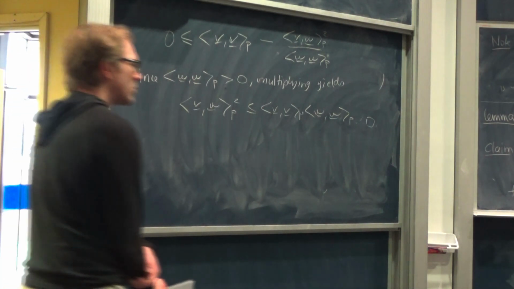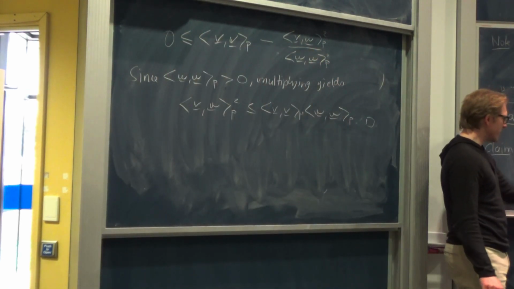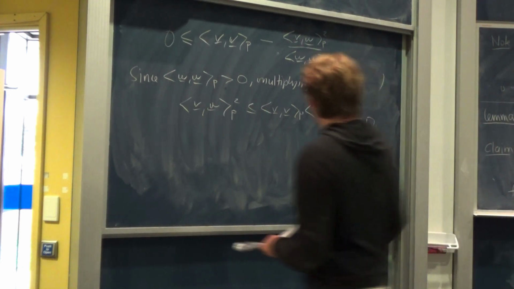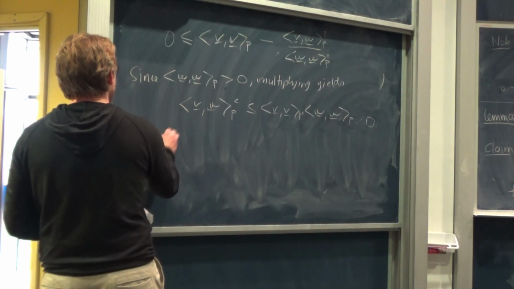So that's it. And you'll recognize that, in the case where P is the identity, this is simply the same inequality that I had before. Right? Okay, so let's use that to prove the lemma. So, proof of lemma.